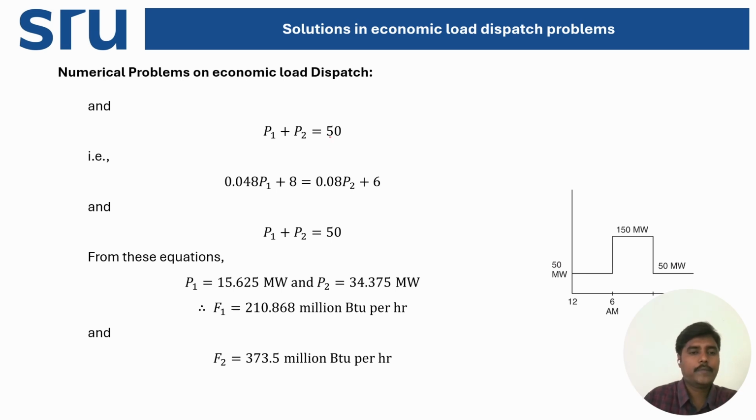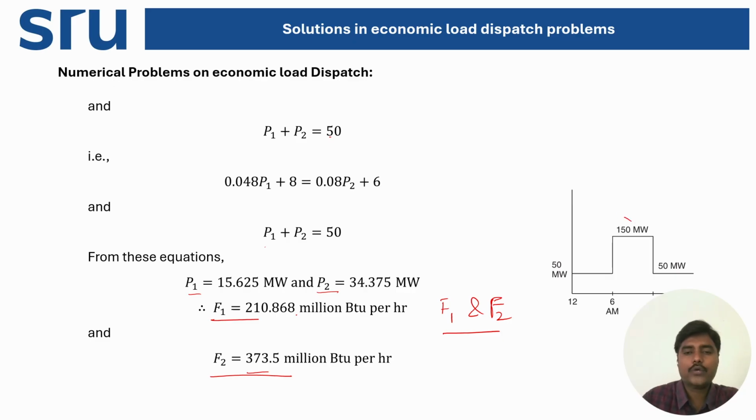So once you get P1, P2 values, in the problem the cost is asked. So you have to substitute these P1 and P2 values in the given fuel equations F1 and F2. Then we'll get the values for F1 and F2. So here F1 we got around 210.868 million BTU per hour and F2 is 373.5 million BTU per hour. So this is case 1.